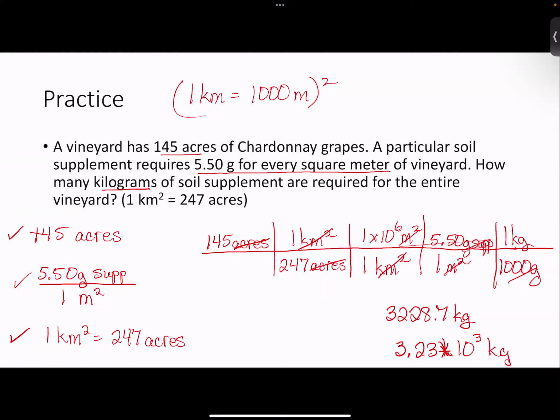And you'll notice I always went acre, acre, kilometer squared, meter squared, meter squared. Every single step, I'm looking for, how do I get rid of that? That's what went into the next denominator. How do I get rid of that? That's what went into the next denominator. That is what I think of when I think of systematic.